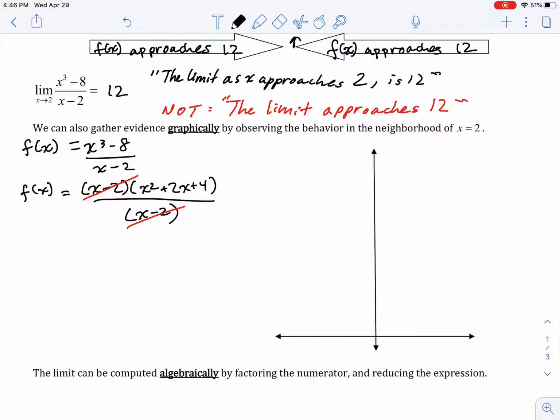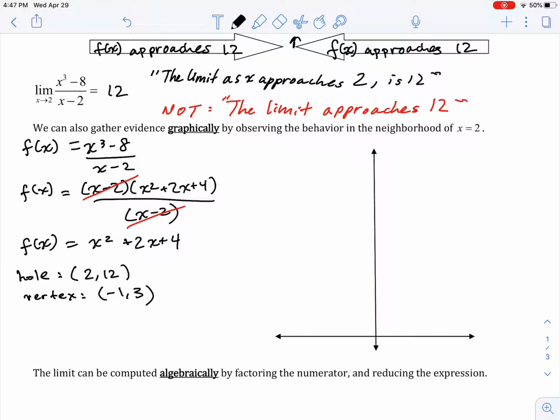And so we can see that this function is going to look really similar to the resulting or remaining function, x squared plus 2x plus 4. The only difference being that this original rational function will have a hole at x is equal to 2. If you want to figure out where that hole is, you would just plug 2 into our resulting function. So we get (2, 12). And just by reviewing our parabolas, we should see that our vertex is going to be at (-1, 3). There's a couple of different ways that you could have done that.